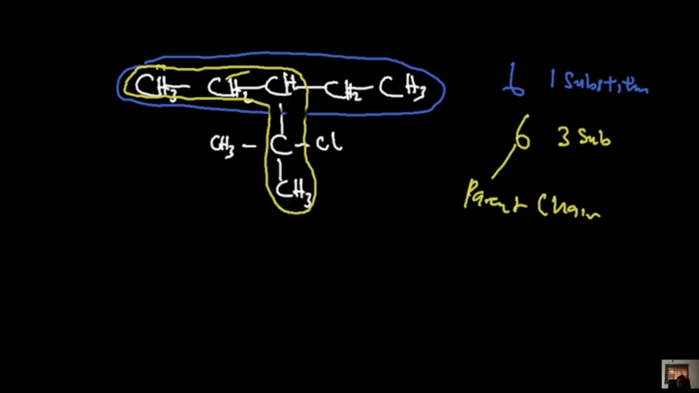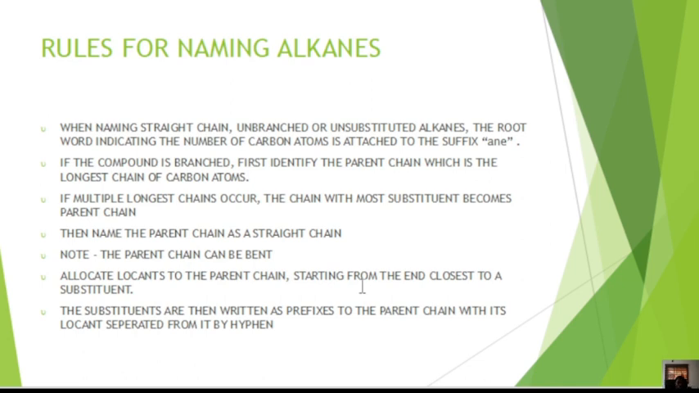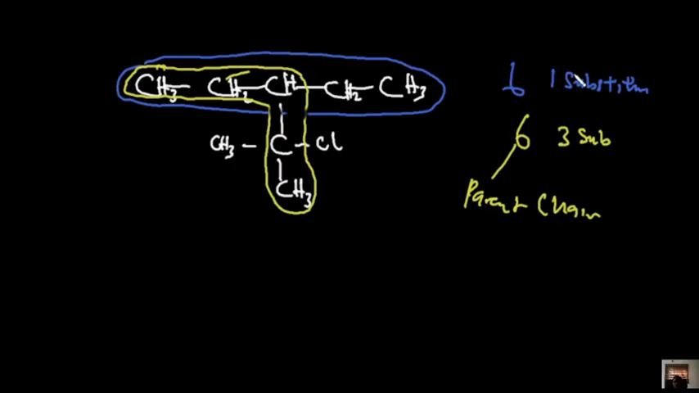Okay, so let's continue to the next rule. As I said, the name of the parent chain is as the straight chain when you name the straight chain. Then note, the parent chain can be bent, as I mentioned. Now, allocate locants to the parent chain starting from the end closest to a substituent. So, what does this mean? We have identified that this yellow one is the parent chain.